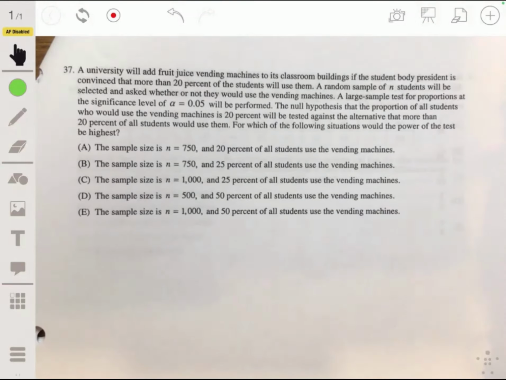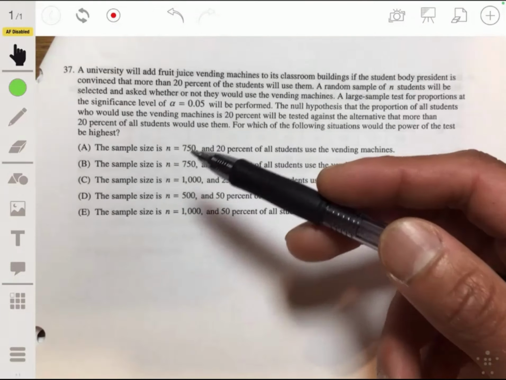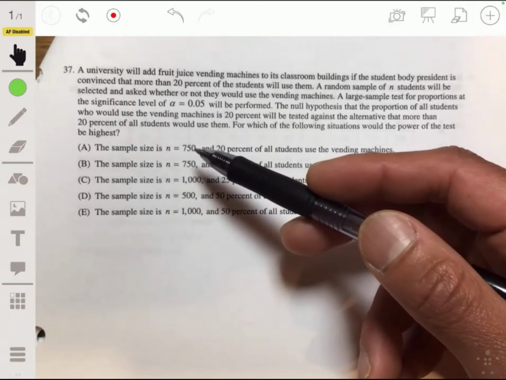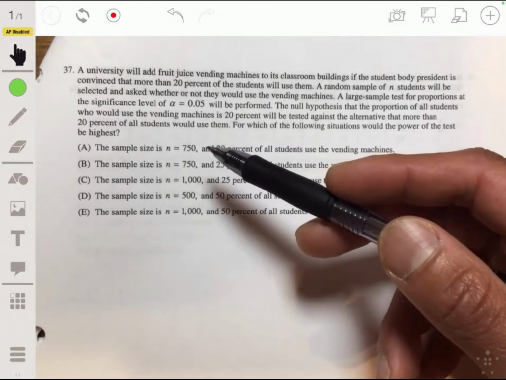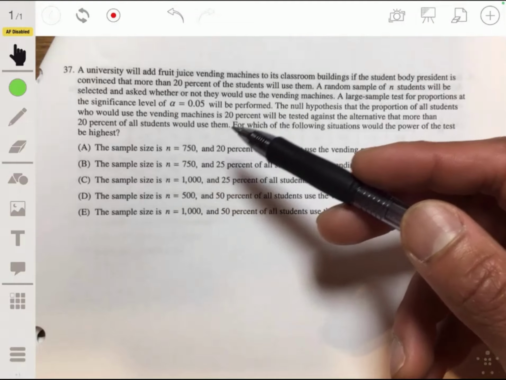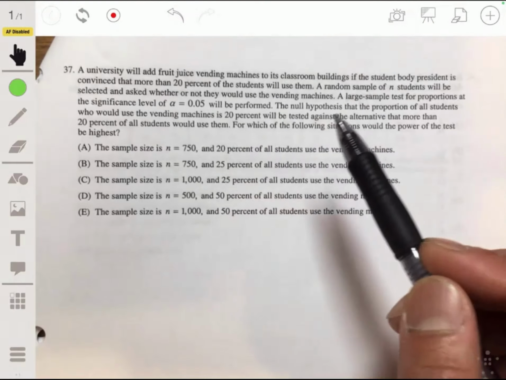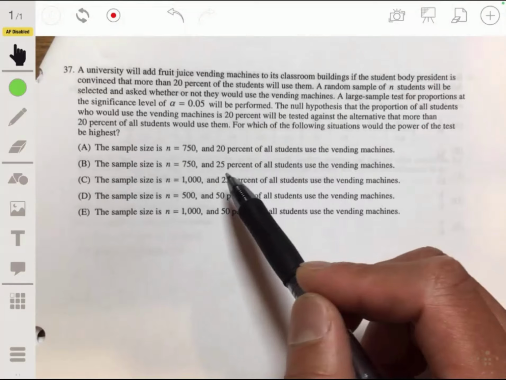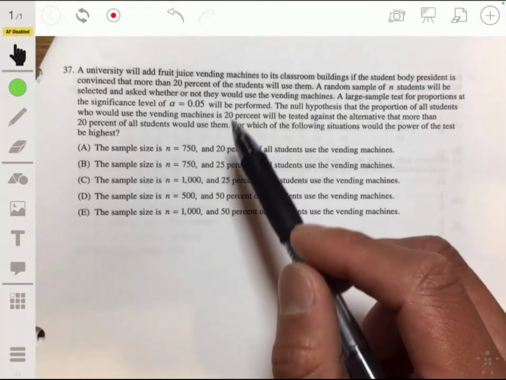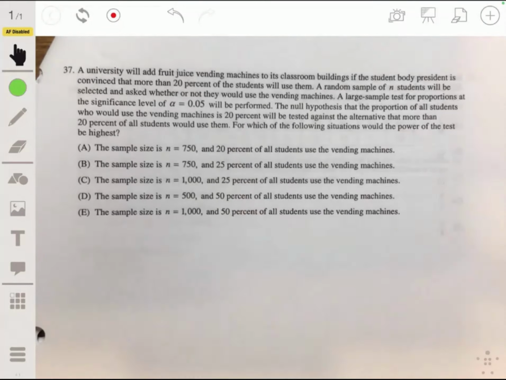Now just think intuitively, what would make sense in real life if you're running a statistics test? The bigger the sample, the better, because you have more information. So a bigger sample always increases the power of a test. And the farther the statistic is from the null hypothesis, that's going to be stronger evidence.